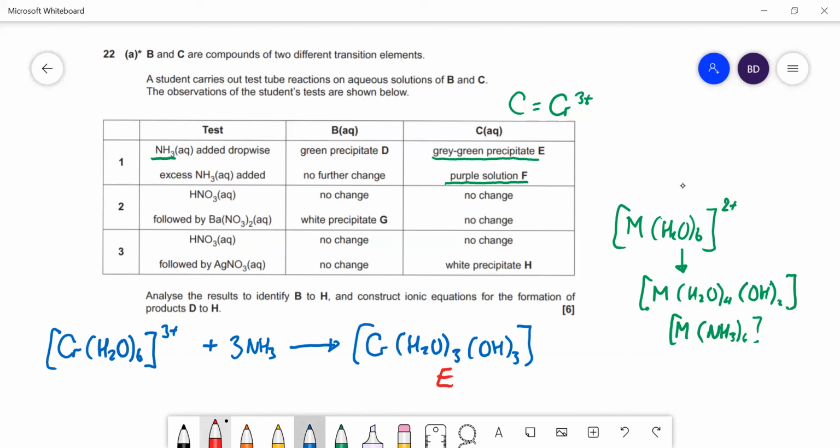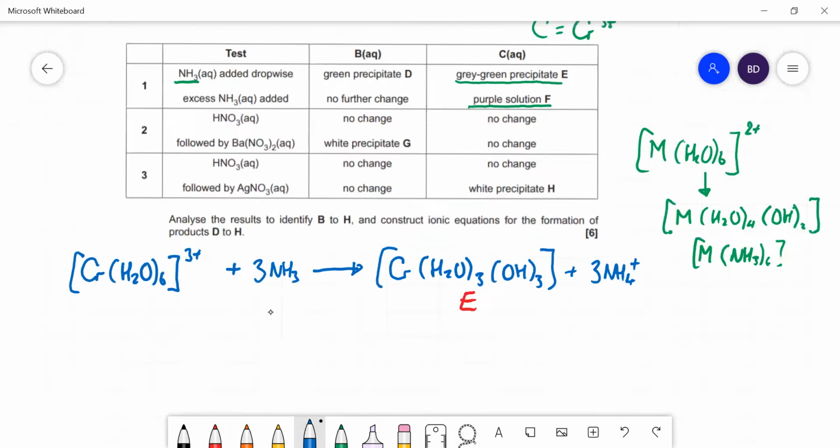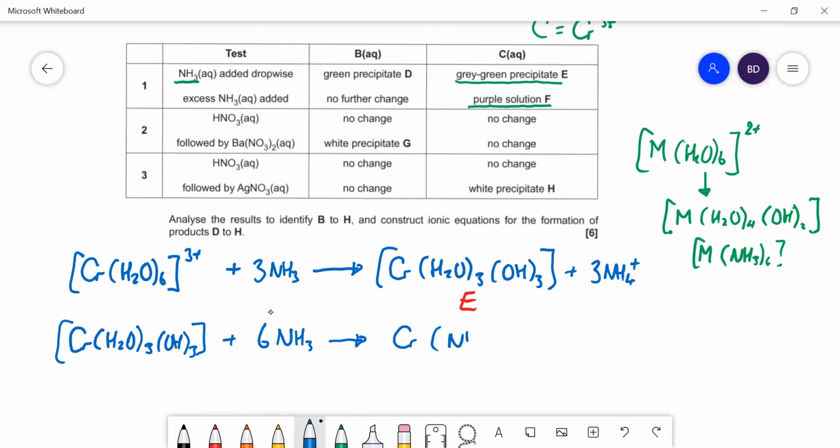And we're going to get 3 ammonium ions on this side of the equation. Now, we add excess to form the purple solution F from E. So let's do that now. We've got chromium H2O 3 OH 3. We're going to need 6 NH3s to push all of those out. We form that, which is purple, this complex, that's 3+, and that is F.